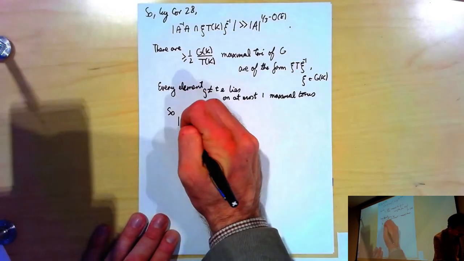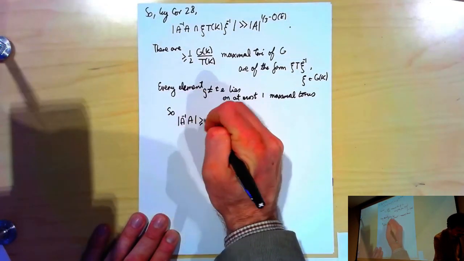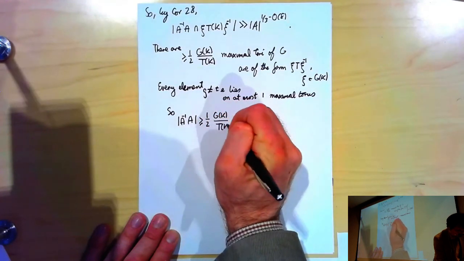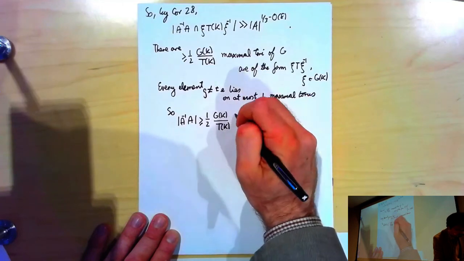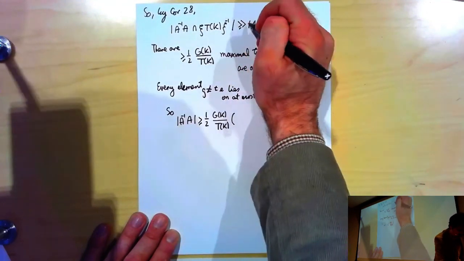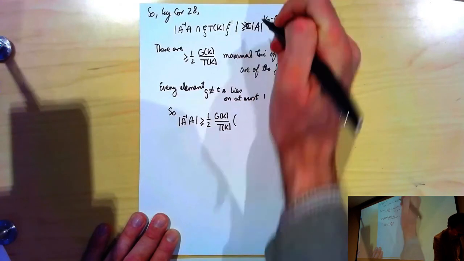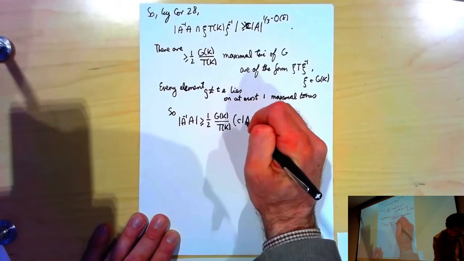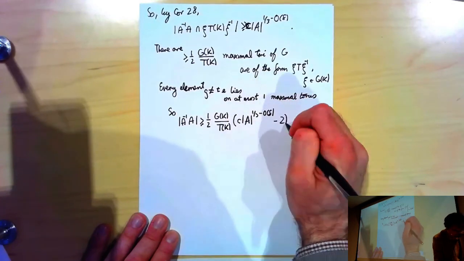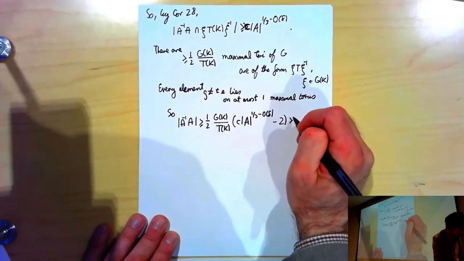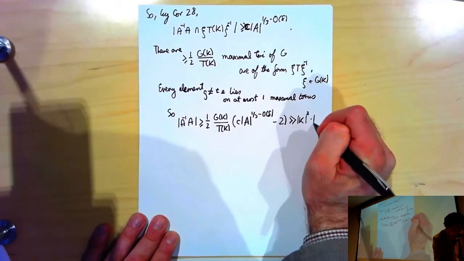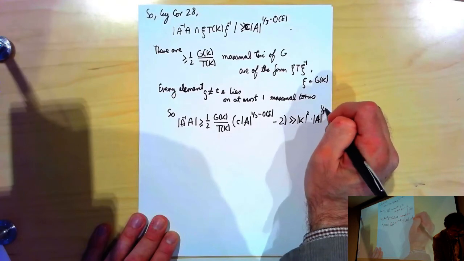So for A inverse A, you count the number of maximal tori, and you count the number of elements that are not plus minus identity in each of them. Let me write a little constant here. So here you have C, A to the 1/3 minus O of delta, minus 2. And this is at least K squared times A to the 1/3 minus O of delta.